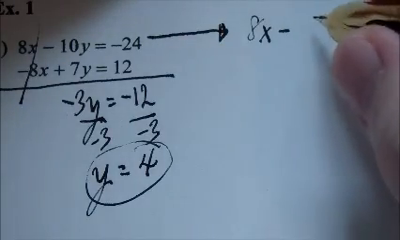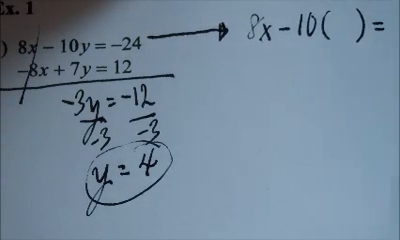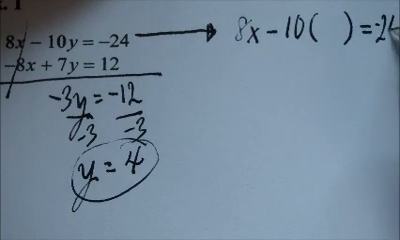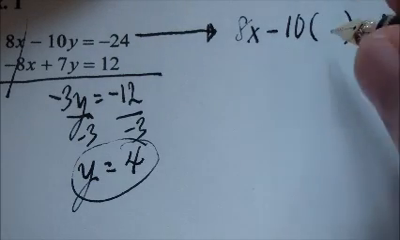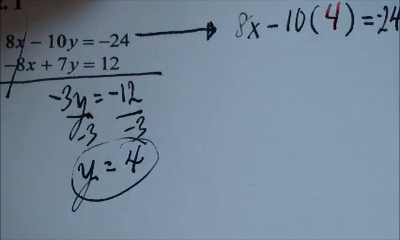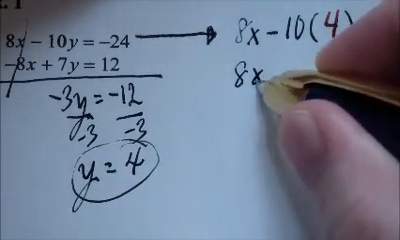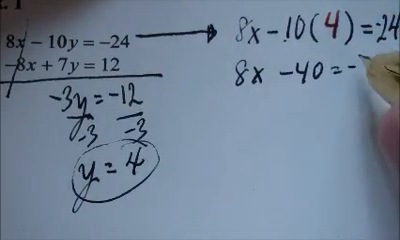We'll do the bottom equation next. 8x minus 10y is equal to negative 24. Okay. Now, I want to plug in 4. So let's do that. Plug in 4. Carry out the multiplication, so we still have 8x, but then negative 10 times 4 is negative 40. Is equal to negative 24.